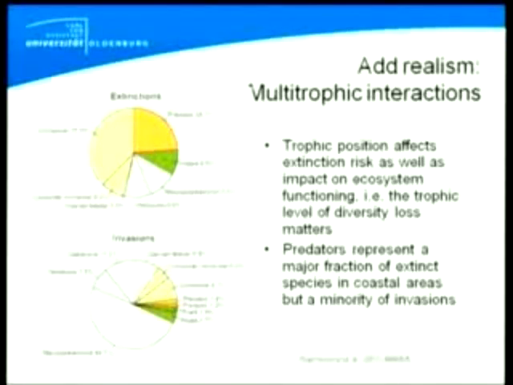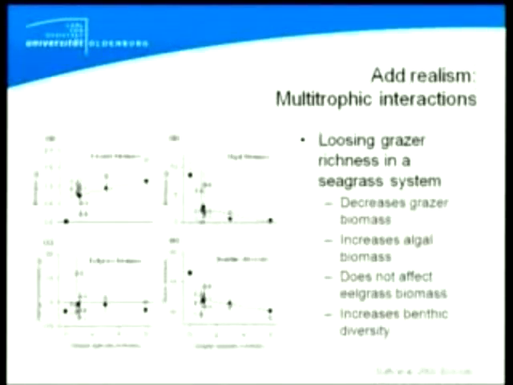So what does this mean in an ecosystem if we lose consumer species? This is one of a series of experiments done by the group of Emmett Duffy. They manipulated richness of grazers in a seagrass system, and they found that with decreasing grazer species richness, you find decreasing grazer biomass, increasing algae biomass, no change on eelgrass biomass, and losing diversity in the grazer system increased benthic diversity. So there were obviously a number of processes allocated to the species richness.